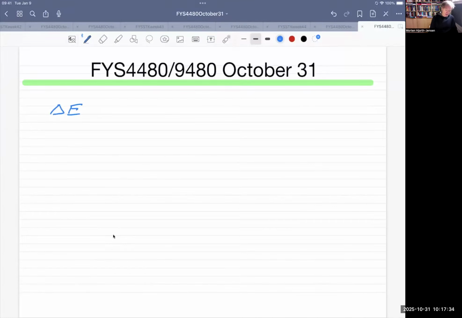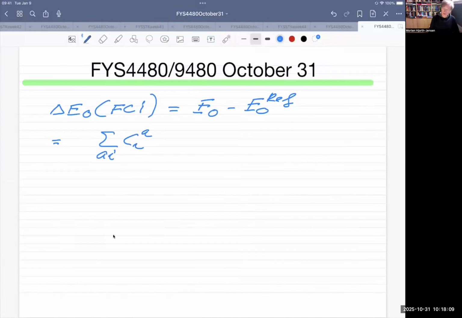If we look at the correlation energy from FCI, which is given by E0, the exact energy for the ground state, minus the reference energy, this involves the expectation value of the Hamiltonian for a given reference state. In FCI theory this was given by an expression valid for all types of interactions up to two-body interactions. So we had a sum over one-particle, one-hole correlations, and we had the coefficients which we get when we diagonalize the Hamiltonian matrix.